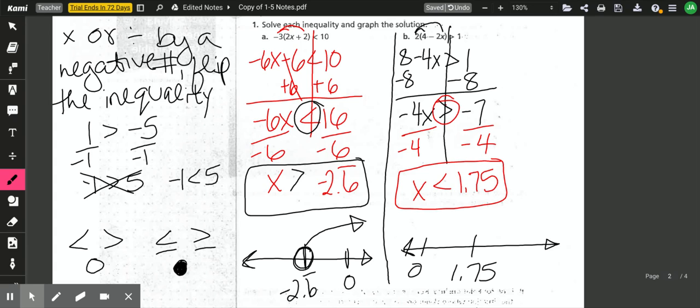My symbol does not have an equal to underneath of it, so I'm going to make it an open circle. And this is saying that x is smaller or less than 1.75. So I'm going to point this way because that's where numbers smaller than 1.75 are. Okay.